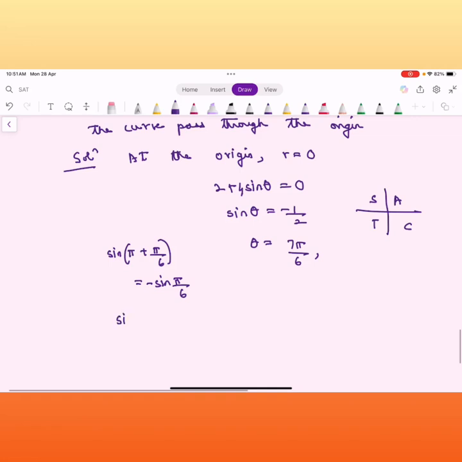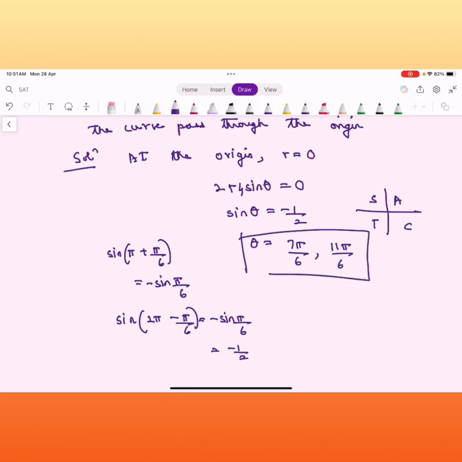Or if I take sin of 2 pi minus pi by 6, this is also minus sin pi by 6, which is minus half. So theta can be 7 pi by 6 or 11 pi by 6. That would be the answer for the first part.